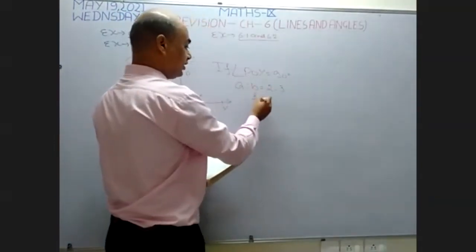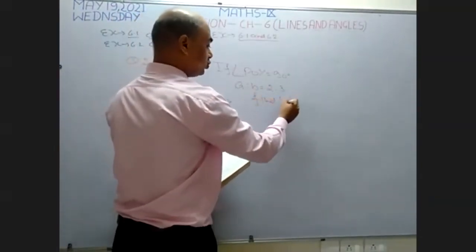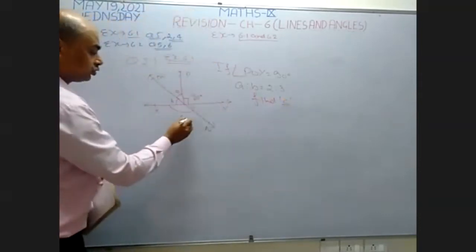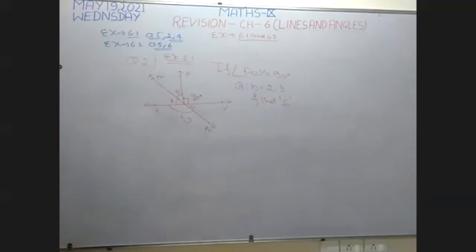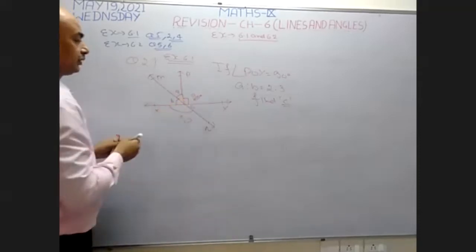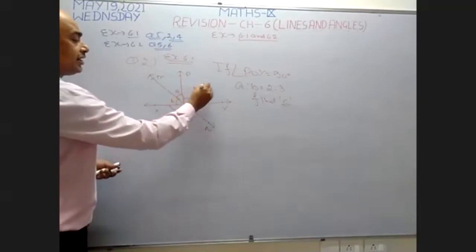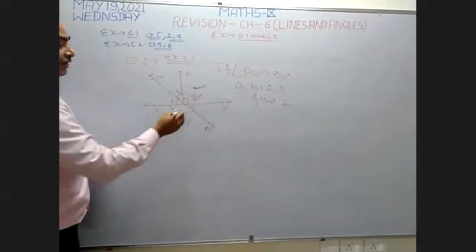We have to find the angle C. In this question, we have to find the angle C. Okay, see, how are we going to start this question? Now, what is given? This figure is given. Angle POY is 90 degrees. It is given.